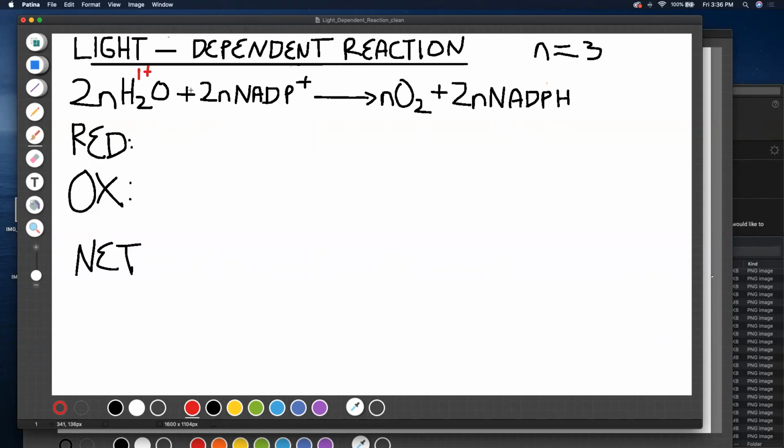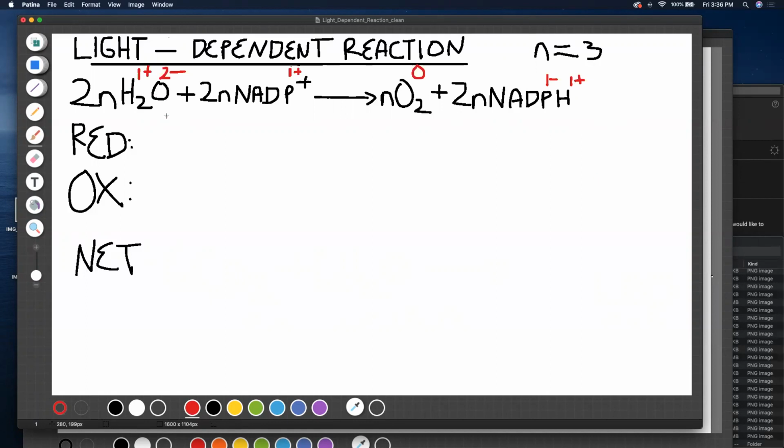We know that hydrogen has +1, and oxygen has 2 minus. And here we already know what the oxidation state of NADP is, because NADP plus just signifies +1. And then we look on this side, liquid oxygen has 0 oxidation state. And then here we know hydrogen is a 1 plus, so that must be an NADPH, it's a 1 minus.